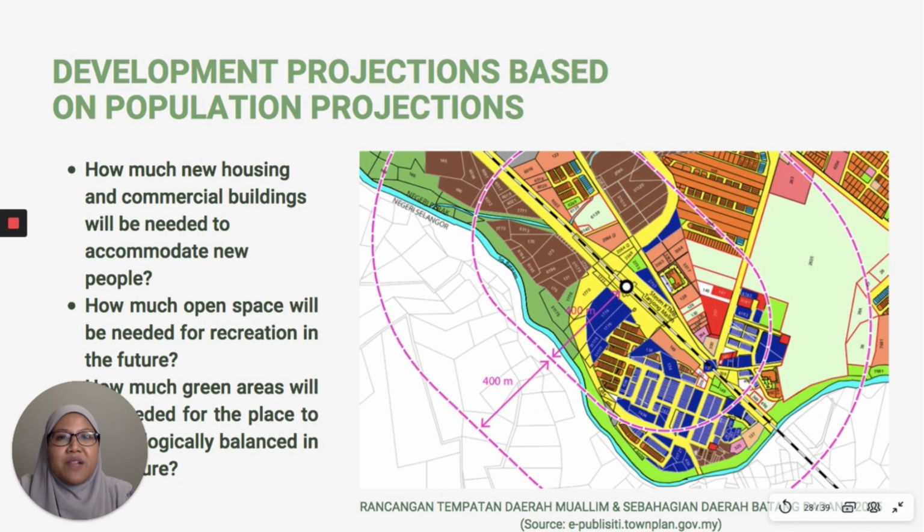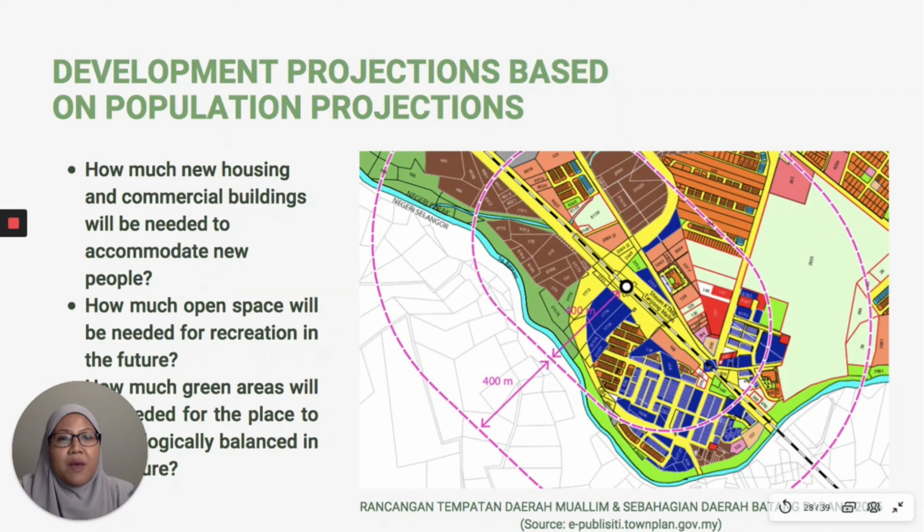We can take a simple example of providing housing area. If we know, for example, like Tanjung Malim, the population will increase in the next 15 years, we can then question whether there are enough housing areas provided for the future population. And at the same time, when the population has increased, we know that the need for recreational activities and spaces will also be in demand. So, how much open space will be needed for future recreation in the city?